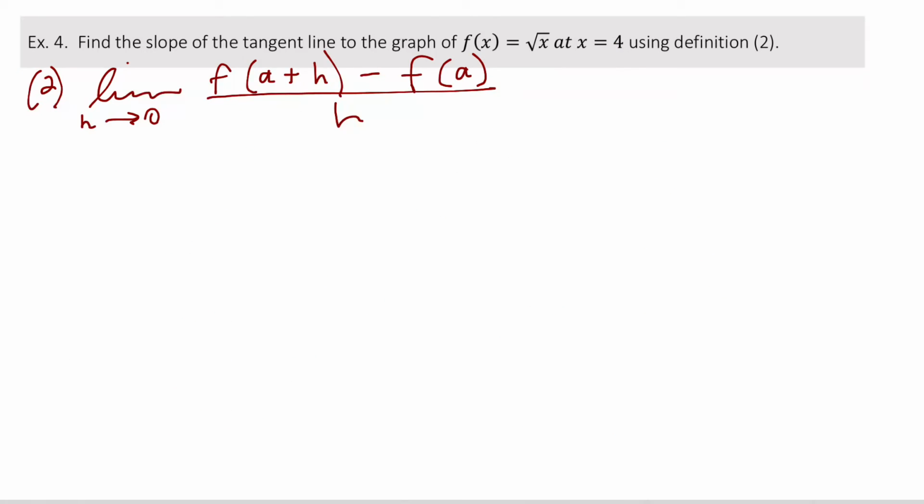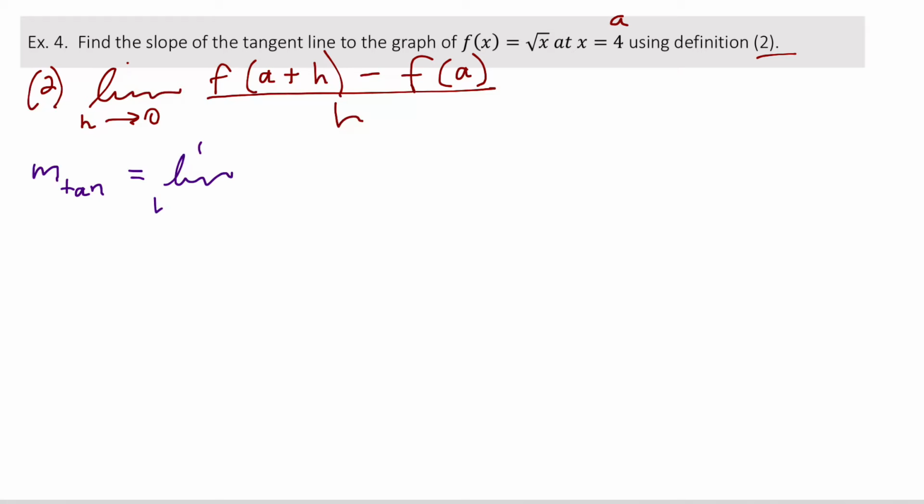So example 4 says, find the slope of the tangent line to the graph of f of x is equal to the square root of x at x is equal to 4. So this is your a, this time using definition 2. So I wrote down the definition. So now we're going to do our substitutions. So the slope of the tangent line is going to be this limit.